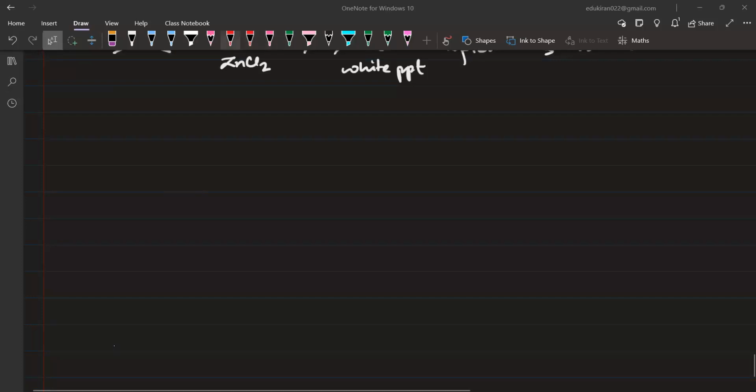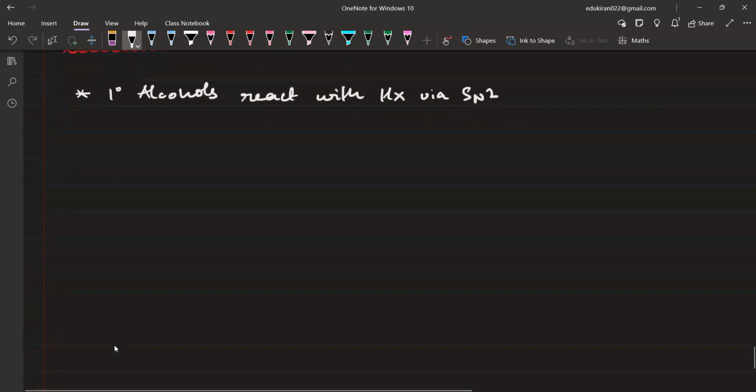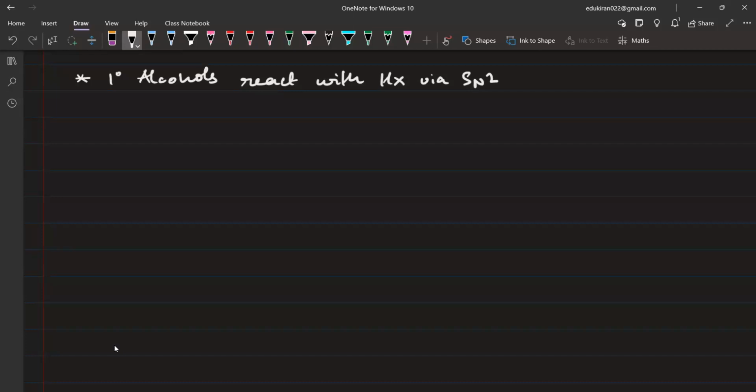Another important part of this particular reaction is the mechanism. In mechanism, first thing is that this is an SN2, well, not SN2, but rather it is nucleophilic substitution reaction. So you write that 1 degree alcohols react with HX via SN2. So when it is reacting by SN2, then there is not much scope. जिस कार्बन आटम पे OH लगा हुआ उसी पे आपको क्या मिल जाएगा, you will get the haloalkane.